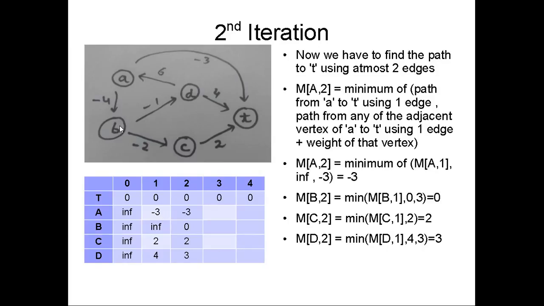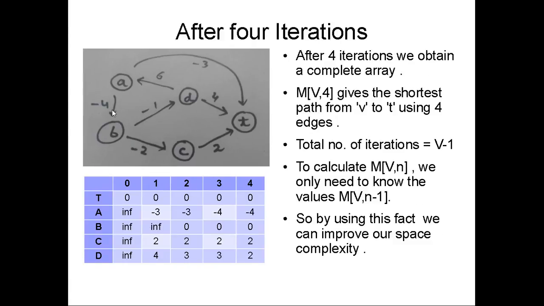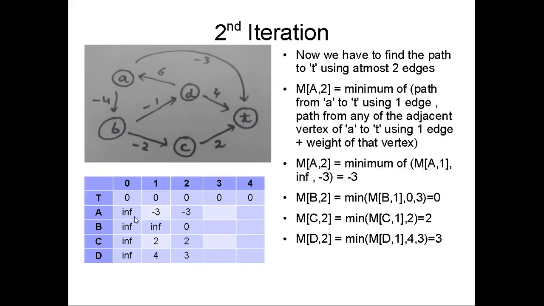Now from a we can go to b or we can go to t. Let's go to b. Path length from a to b equals minus 4, and now we need to go to t using one edge, which is equal to infinity as it is stated here. So total becomes infinity. Now we go from a to t using path length of minus 3, and from t to t using one edge, which is equal to 0. So total becomes minus 3. So M of a comma 2 equals minimum of M of a comma 1, which is equal to minus 3, infinity, and minus 3, which is equal to minus 3.